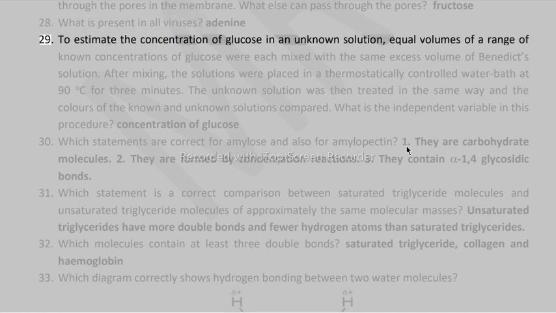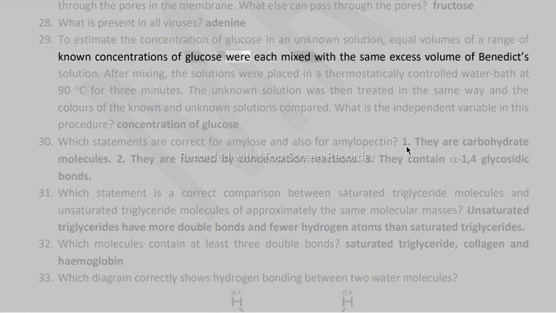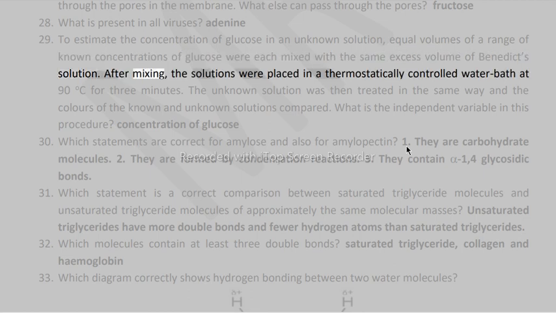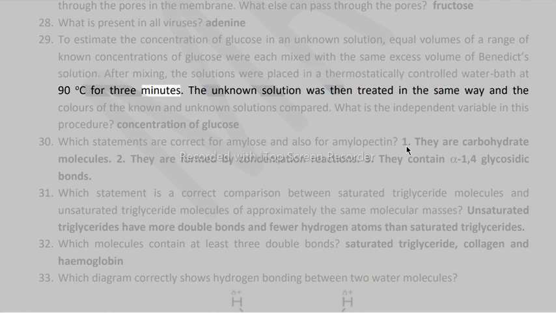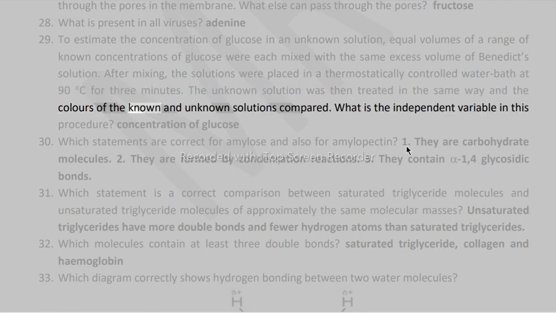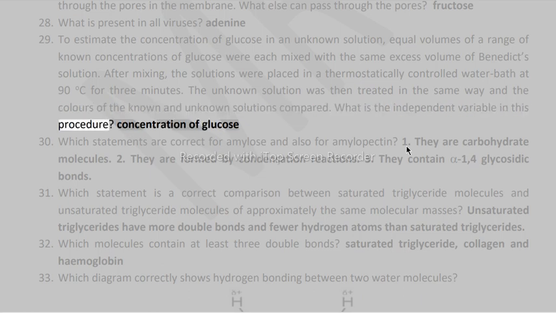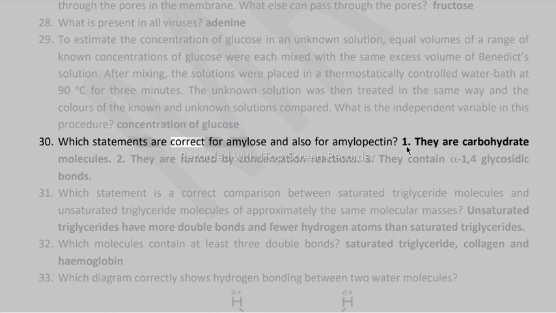Adenine. 29. To estimate the concentration of glucose in an unknown solution, equal volumes of a range of known concentrations of glucose were each mixed with the same excess volume of Benedict's solution. After mixing, the solutions were placed in a thermostatically controlled water bath at 90 °C for 3 minutes. The unknown solution was then treated in the same way and the colors of the known and unknown solutions compared. What is the independent variable in this procedure? Concentration of glucose.